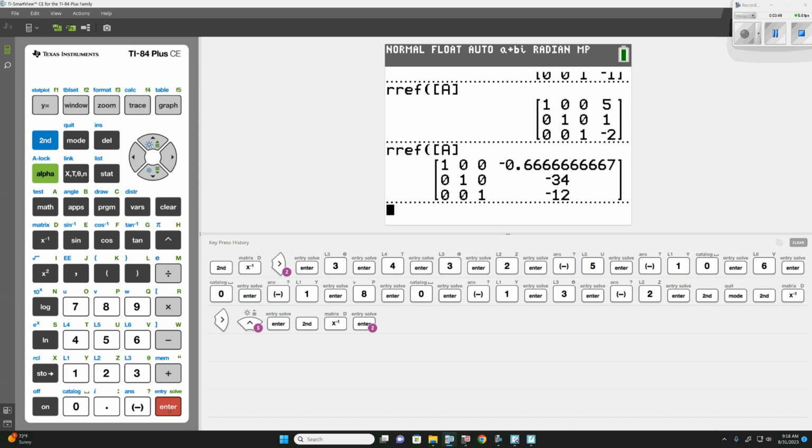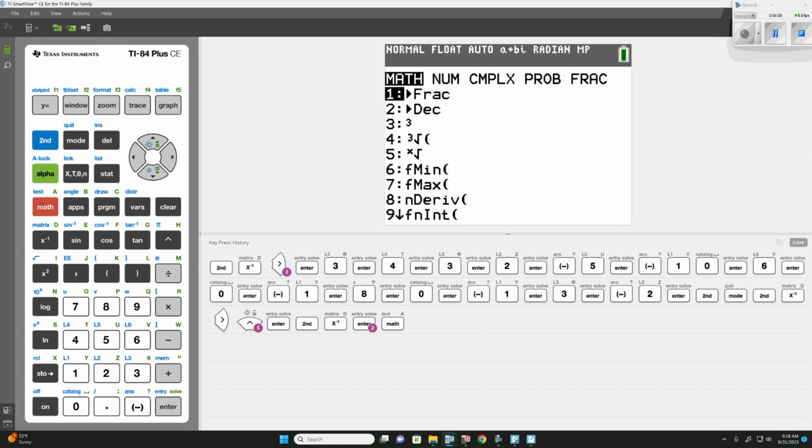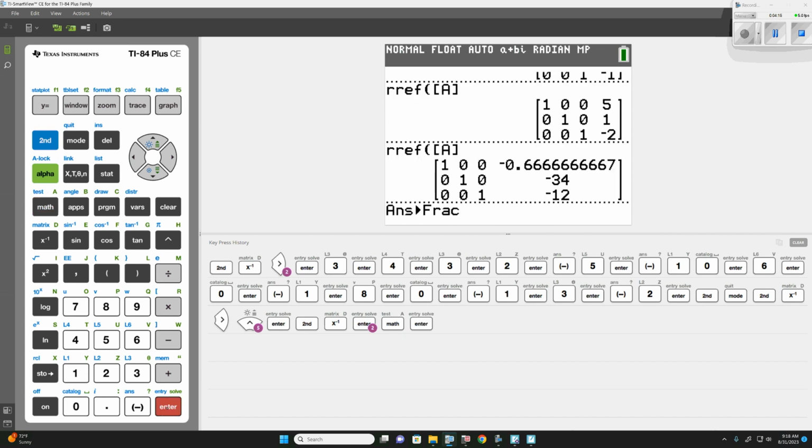Did everybody get the same thing I got? Yes? We all got this here. Now, we notice at the top we do have this ugly decimal, yes? I will show you a way to fix decimals. If you hit the button that says math on it, the first one, FRAC, is fraction. So what we want to do is hit enter, enter.